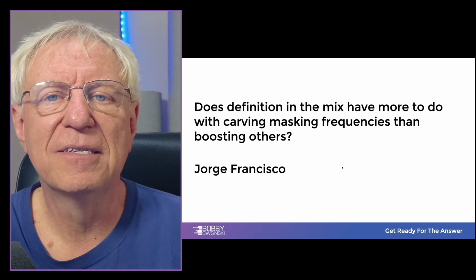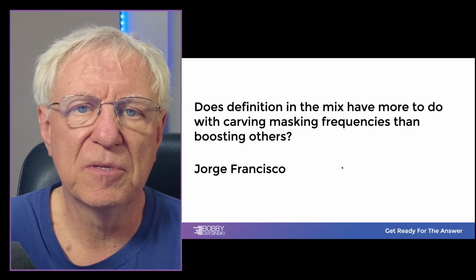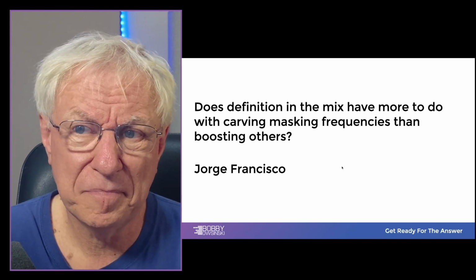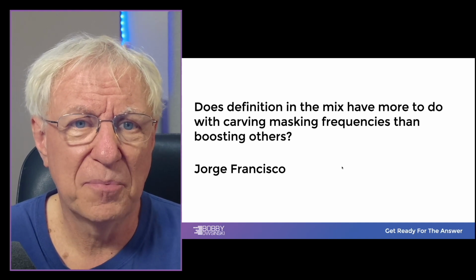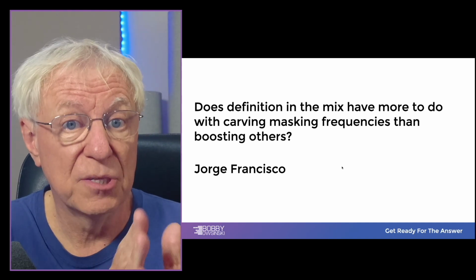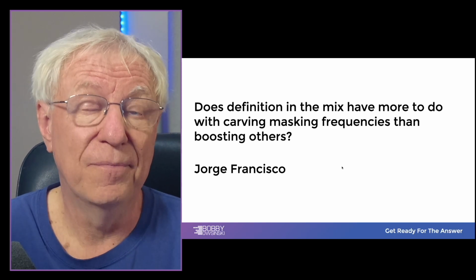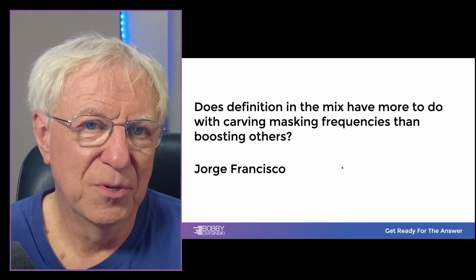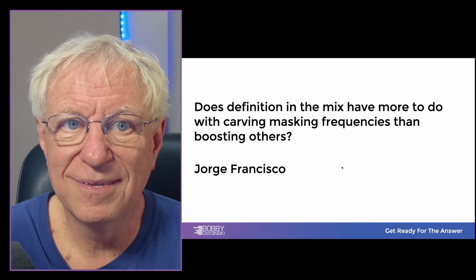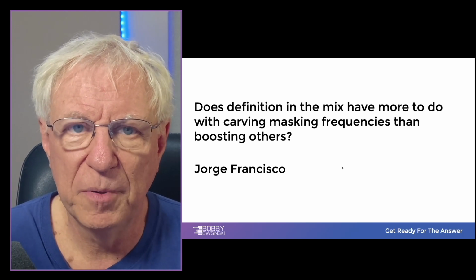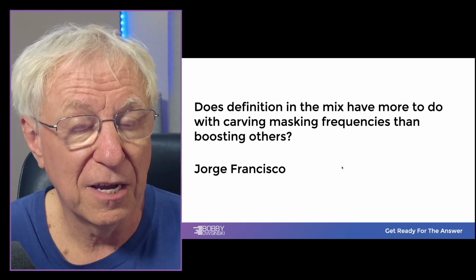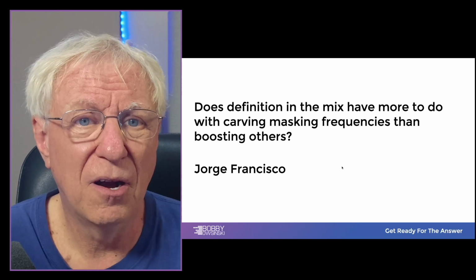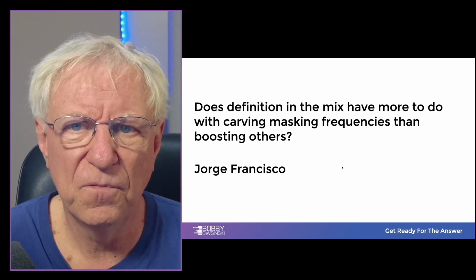From Jorge, does definition in the mix have more to do with carving masking frequencies than boosting others? No, it's a combination of both. So what happens, like I was saying, often you'll find that there's a lot of 500 because of proximity effect. The microphone's up close to the source, especially a microphone in a cardioid pattern, you won't have that in omni. So there tends to be a lot of 500, and if you pull a little bit out, sometimes it sounds like you're actually boosting the highs and the lows too. And you'll find that there's often way too much at 500, 600, 400 sometimes.